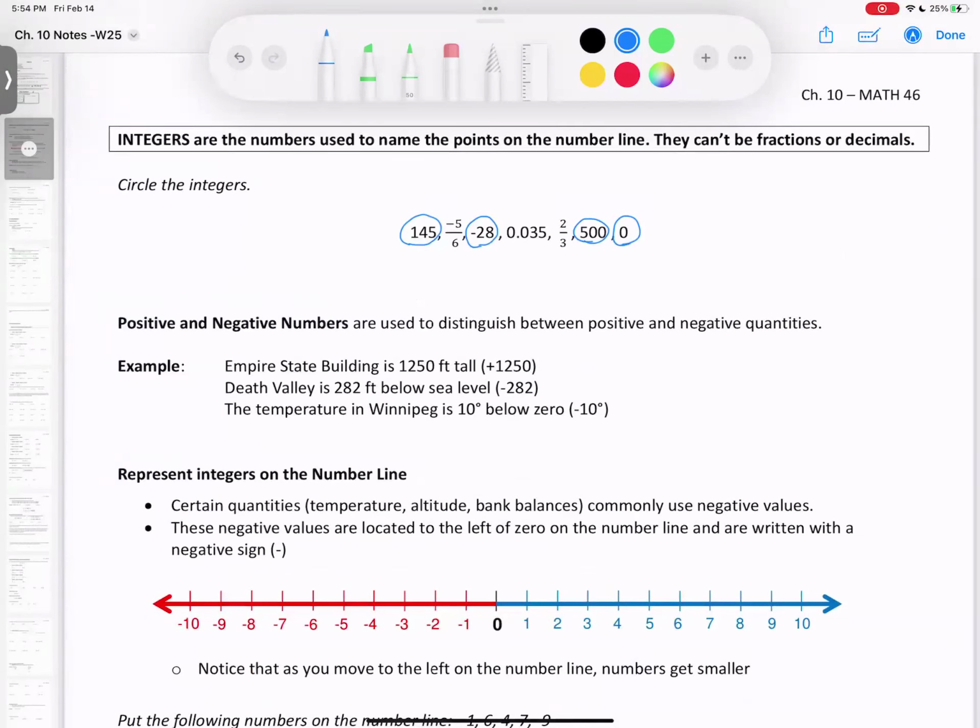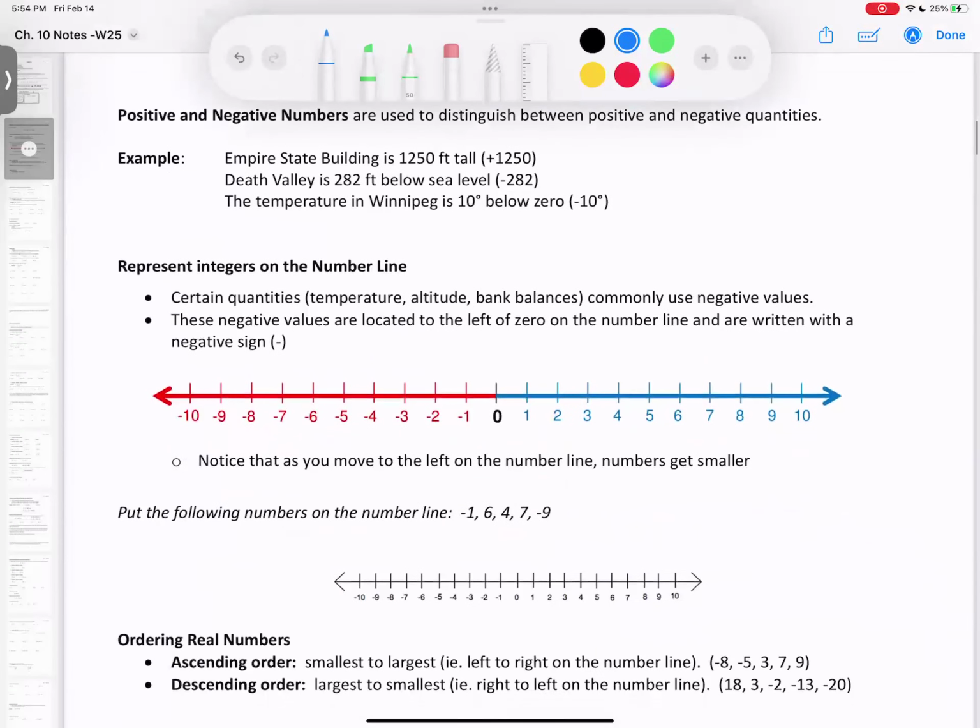So for example, Death Valley is 282 feet below sea level. So if you define sea level at 0 feet, then Death Valley is actually at negative 282 feet. Another time we often encounter negatives is with temperature. So for example, the temperature in Winnipeg might be 10 degrees below 0. So that would be negative 10.